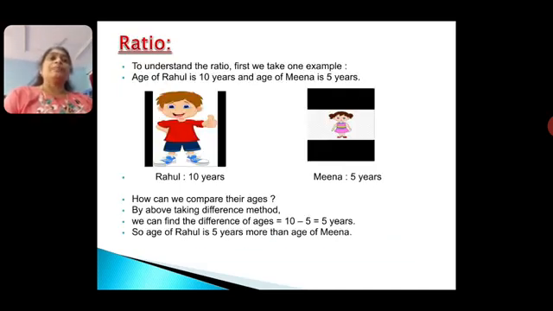Now ratio. To understand the ratio, first we take one example. Suppose Rahul's age is 10 years and the age of Meena is 5 years. How can we compare their ages? By the above difference method, we can find the difference of ages equals 10 minus 5 equals 5 years. So, the age of Rahul is 5 years more than the age of Meena.